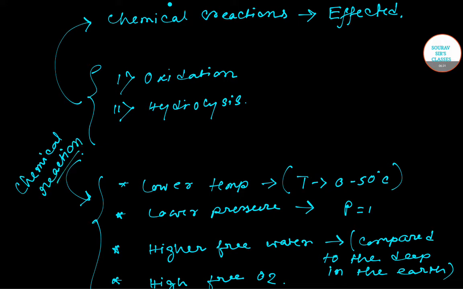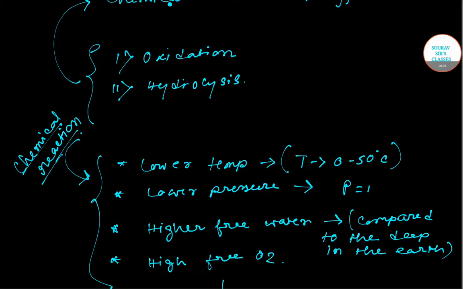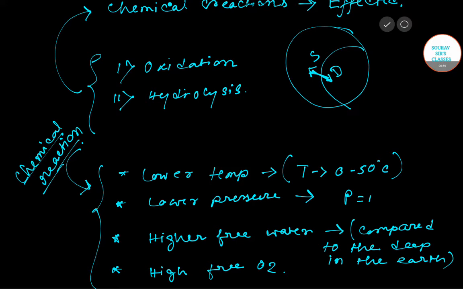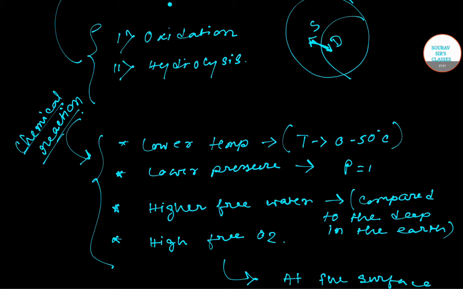These are normal environmental parameters. If this is the surface of the earth and this is the deep of the earth, there are some sort of changes between this point and this point. Due to that, some chemical reactions occur, and that may lead to chemical weathering.